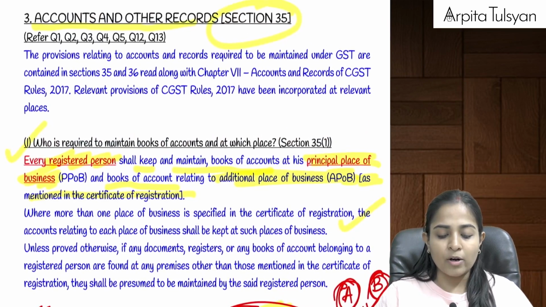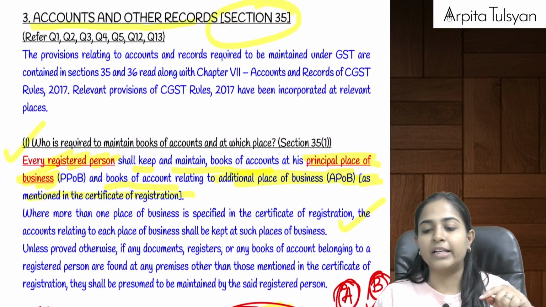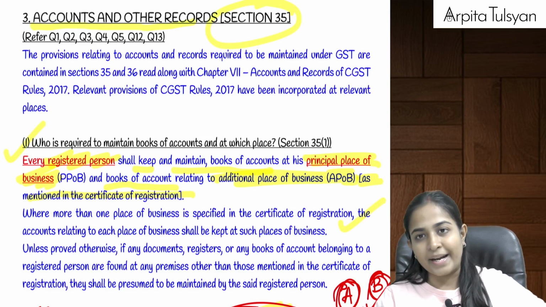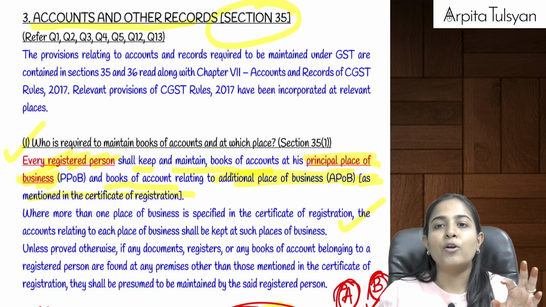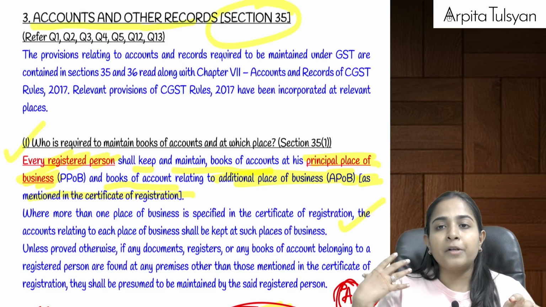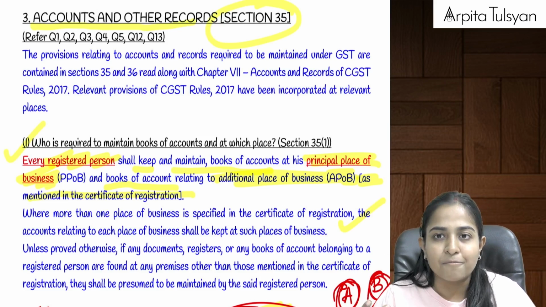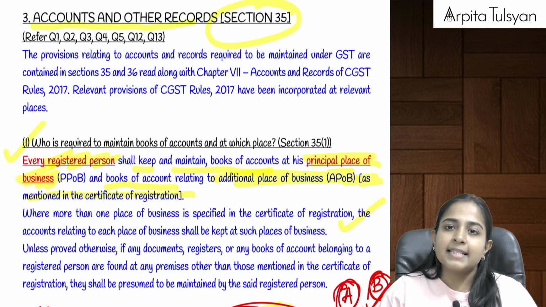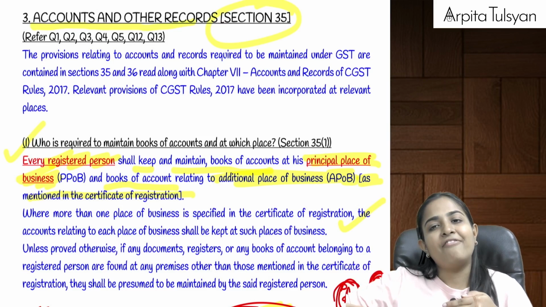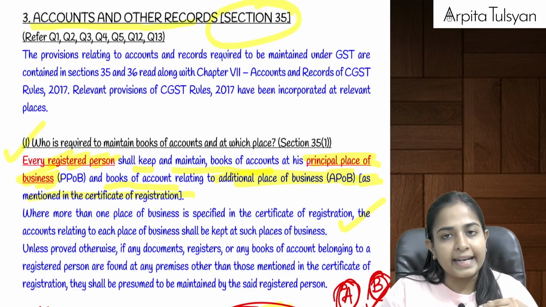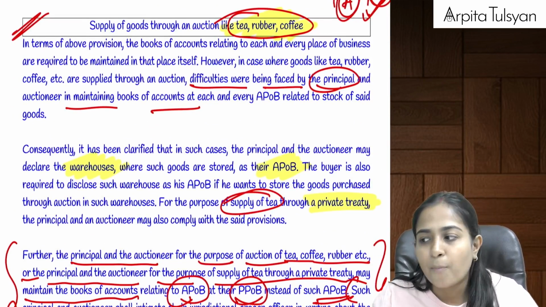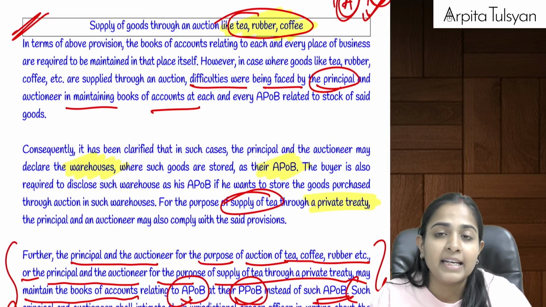Okay, now going on to the main provision, section number 35, which talks about accounts and other records. First question is, who is required to maintain? Every registered person is required to maintain the accounts and records at its place of business. If a particular registered person has multiple places of business or additional places of business, then for the principal place of business it will have to maintain the accounts and records there, and for every additional place of business, it will have to maintain the accounts and records at every such additional place of business. Then we had a special point coming up for supply of tea, rubber, coffee through auction.